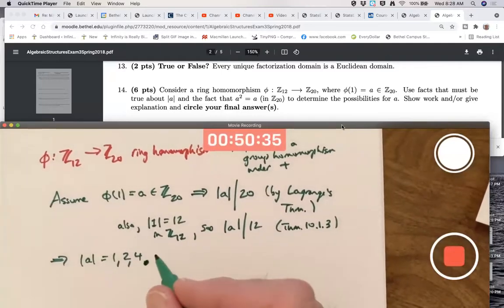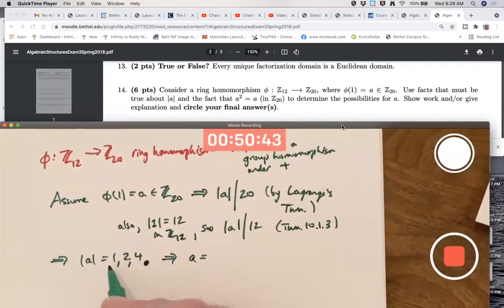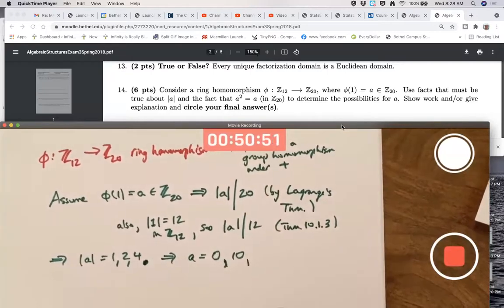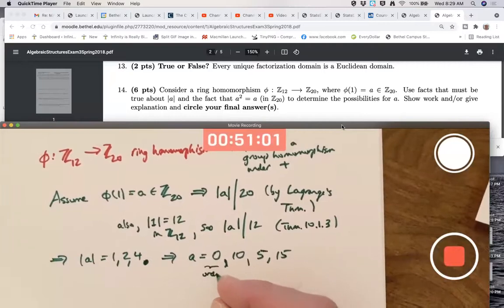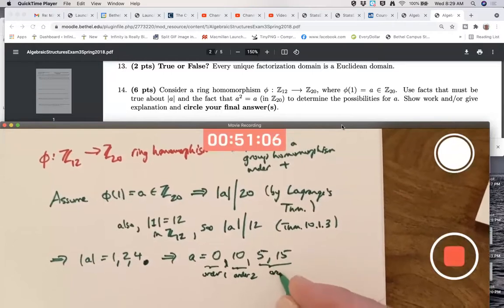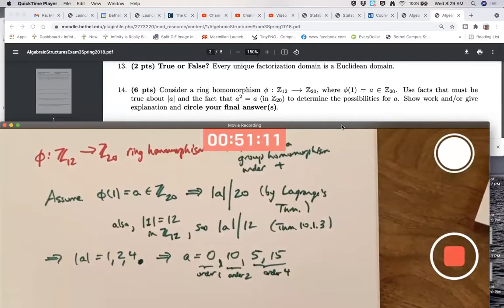Taking the additive order as an element of Z20, that means A itself, what has order 1 in Z20? 0. What has order 2 in Z20? 10. What has order 4 in Z20? There's 2 elements, 5 and 15. That has order 1. That has order 2. And both of these have order 4. So that has limited the possibilities a lot.